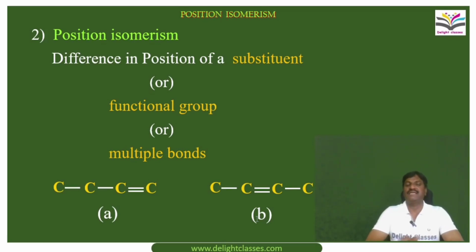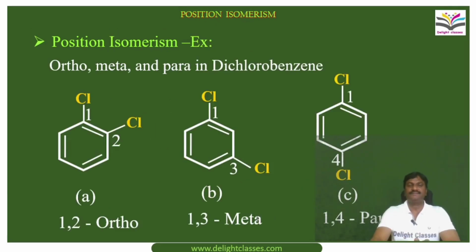Now, position isomerism. It is a difference in the position of a substituent, a functional group, or a multiple bond. What are the multiple bonds? Double bond or triple bond. When we look at example A, the double bond is at the first carbon atom. In B, the double bond is at the second carbon atom. There is a difference in its position.